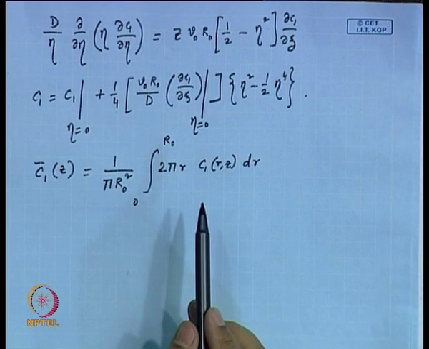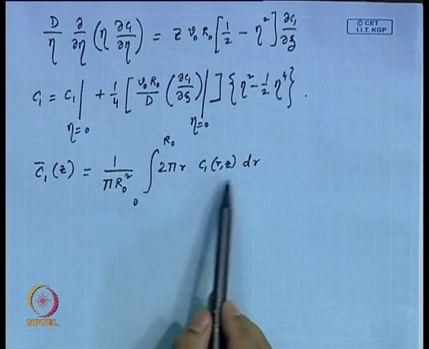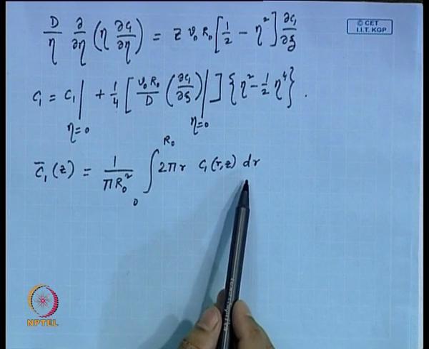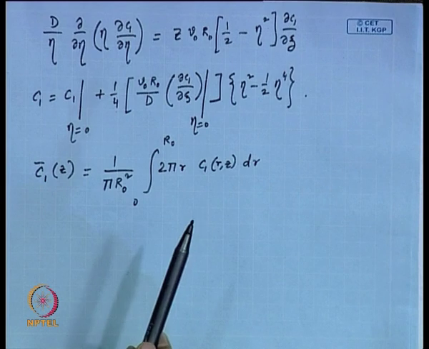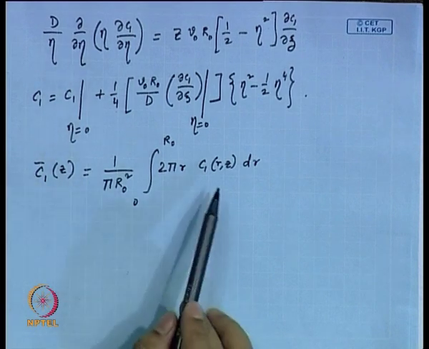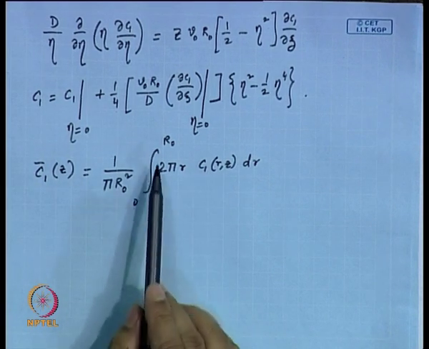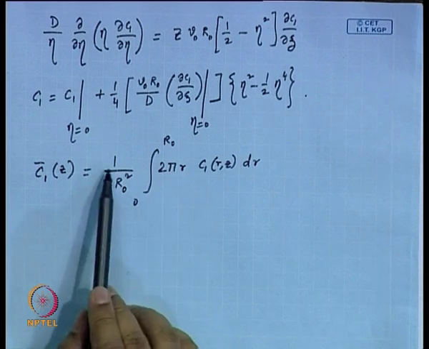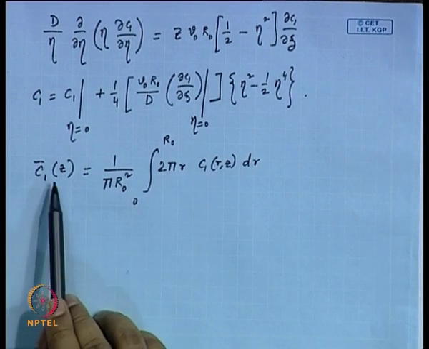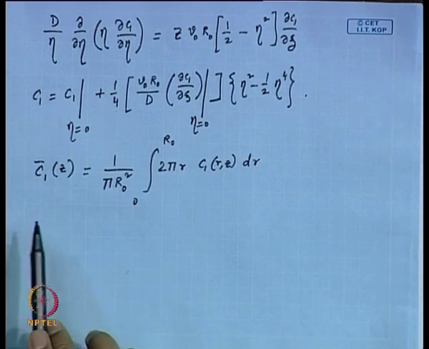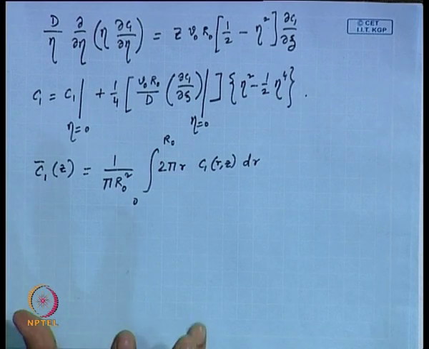and that annular element will have an area 2 pi r dr, okay, and you are multiplying each such annular element with that corresponding concentration C1 of r and z and integrate it between 0 to r0, and finally you divide this by the area pi r0 square to get an average concentration, the concentration averaged over the entire cross section.